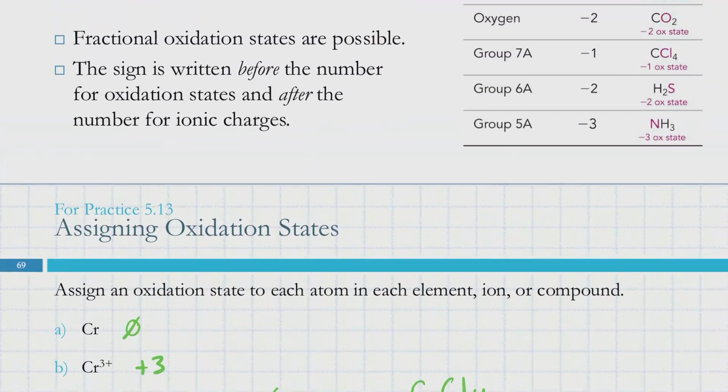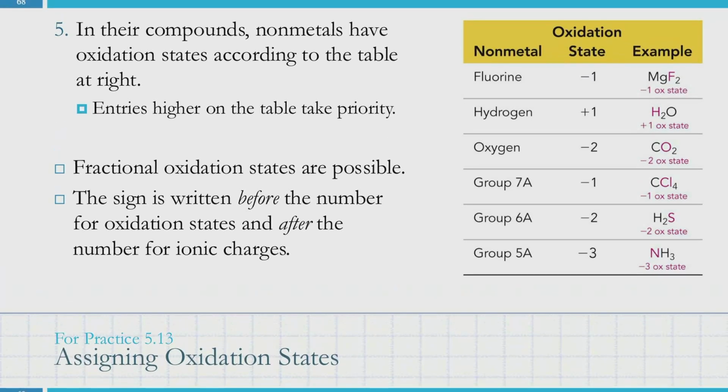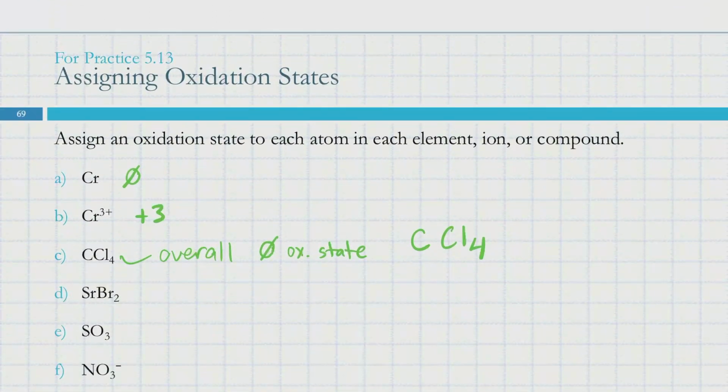So we've got nonmetals. We refer to our list. Fluorine's first, hydrogen second, oxygen's third. We don't have any of those. And then group 7A, which is our halogens, is next. We have a halogen. So we're going to give our halogen the -1 oxidation state. So in CCl4, chlorine gets a -1 oxidation state or oxidation number.